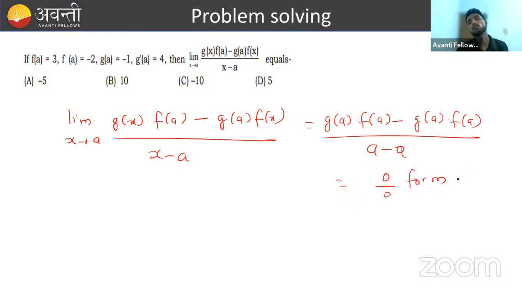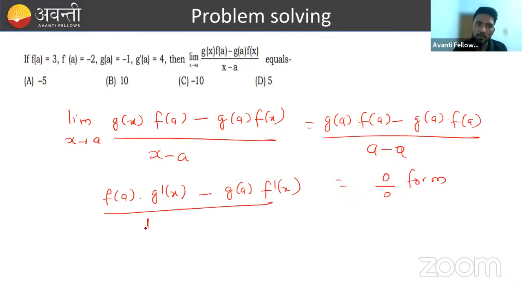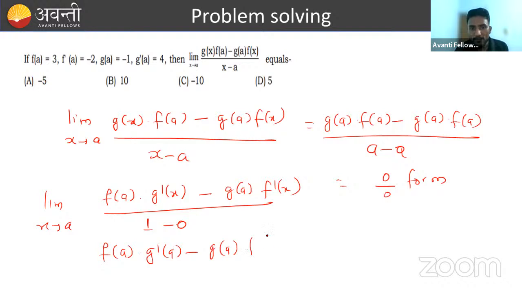So what do we need to do? We can use this property that f of a is a constant, so it will be like this only, and I can write g dash x; g of a is constant and f dash x I can write, and the derivative of x becomes 1 and a is constant, so it is 0, and limit x tending to a. After putting, what are we going to get? f of a g dash a minus g of a f dash a, and this is 1, so doesn't matter.